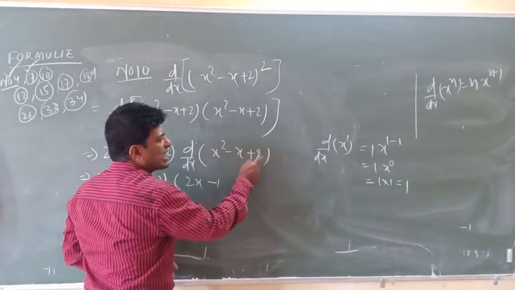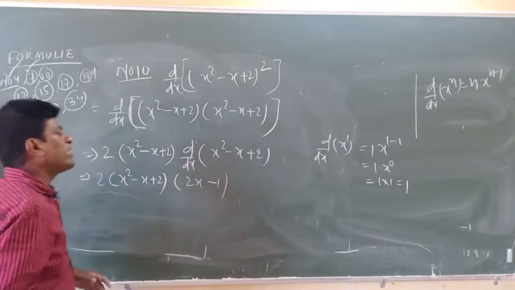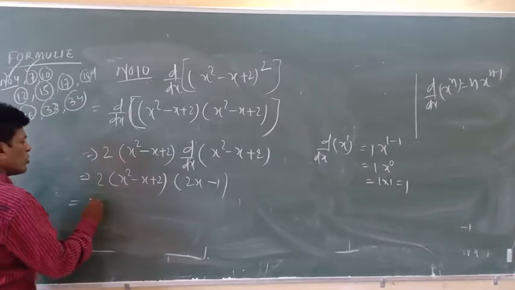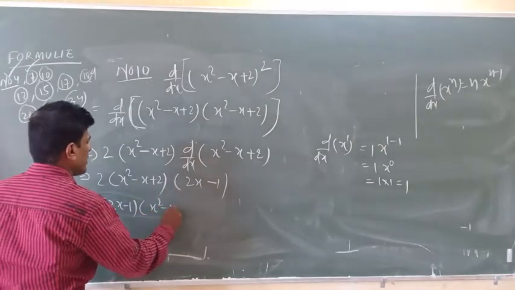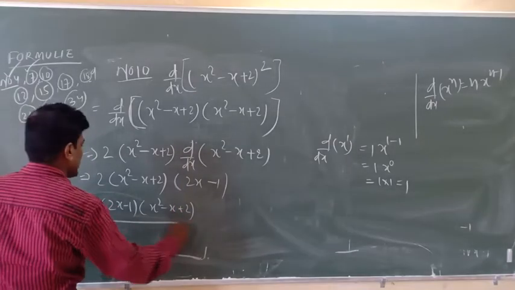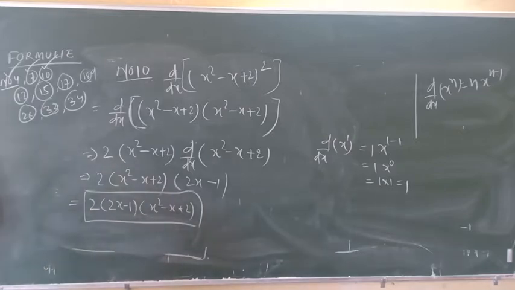you already know the first formula of derivative, that is, the derivative of a constant is equal to 0. You do not write the 0. So you also write it in this way: 2 whole into (2x minus 1) whole into (x square minus x plus 2). That is the answer of number 10. So number 10 is already completed.